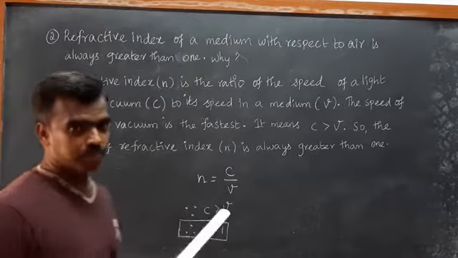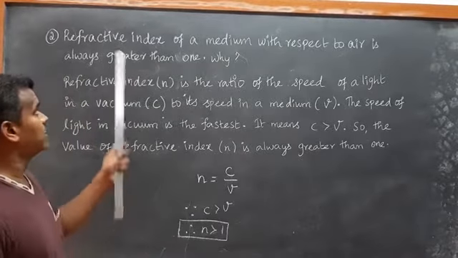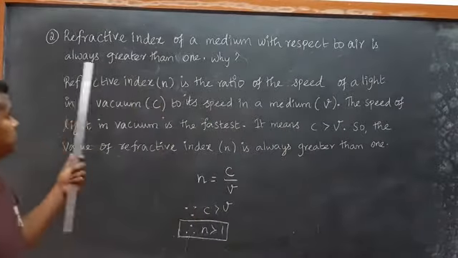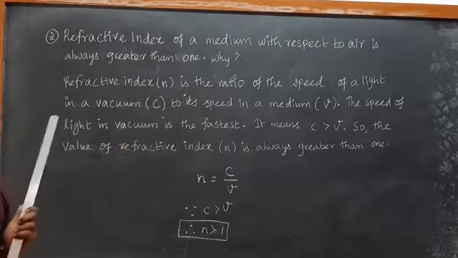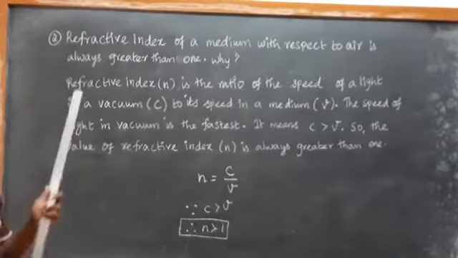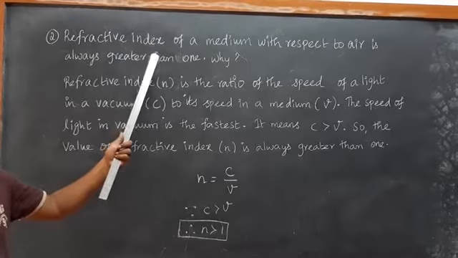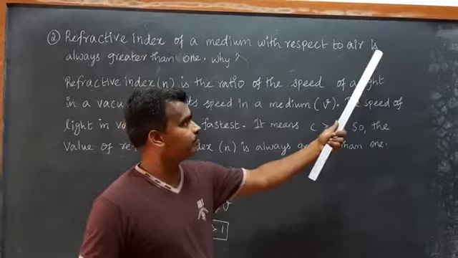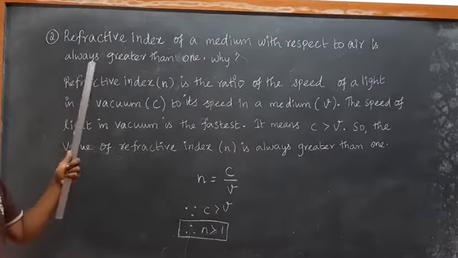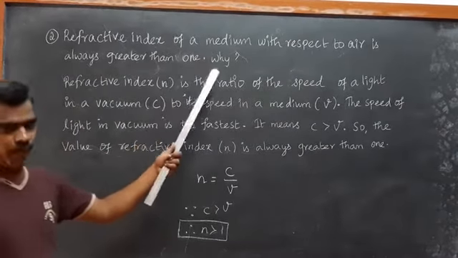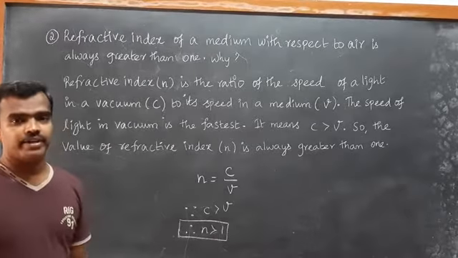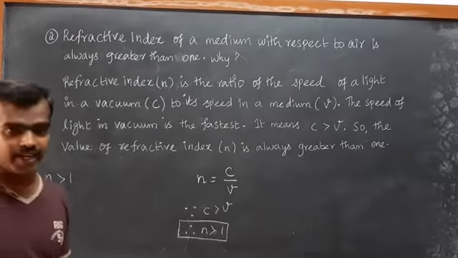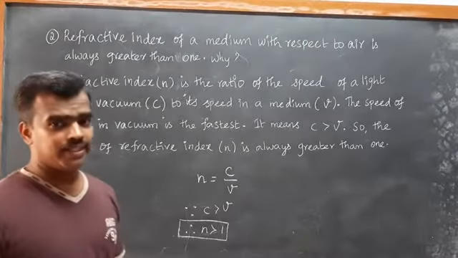Moving on to the next problem based on the same refractive index. The question is: why is the refractive index of a medium with respect to air always greater than 1? Again, read the question: the refractive index value n is always greater than 1. That is the question they are asking. What will be the answer?